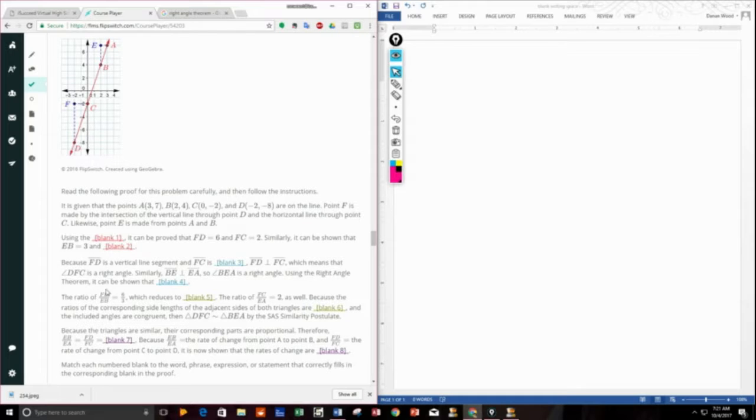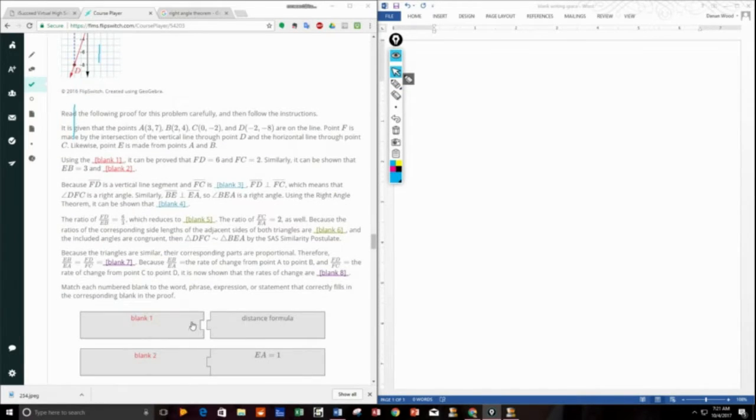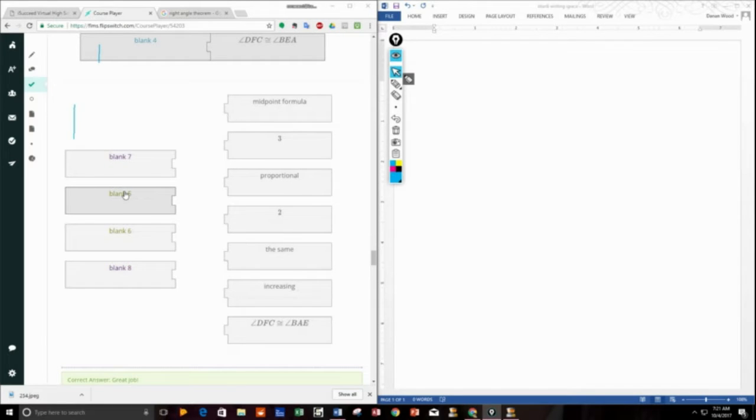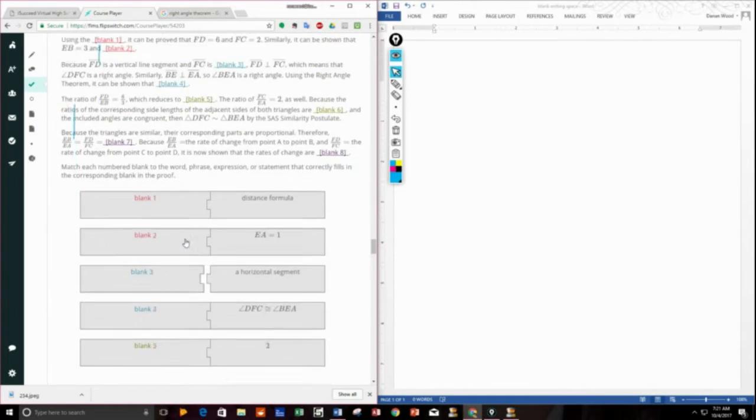So the ratio of FD to EB. FD is vertical and EB is vertical. Those are corresponding sides in a triangle. So that ratio is 6/3. That's the distance of FD over the distance of EB, which reduces down to 2. So blank 5 is 2, because that's what it reduces down to.